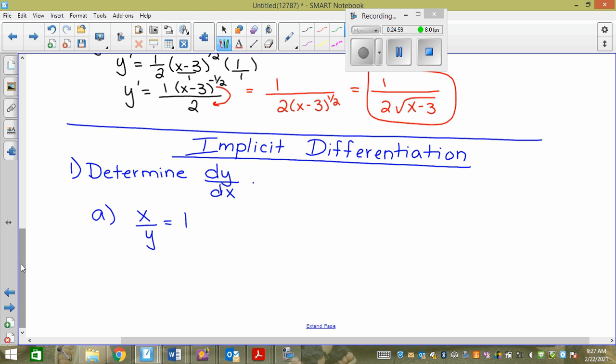So how could I get y by itself? Well, I have a division of y, so I can multiply by y. And so I get x equals y, or in this case, y equals x. And then I could go just right to my derivative, right? I just need to rearrange it first. This is the most simple I could give you.